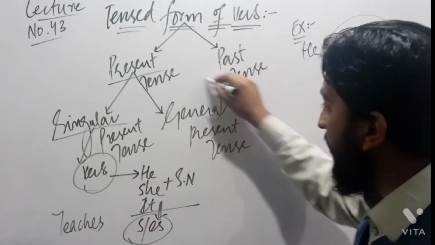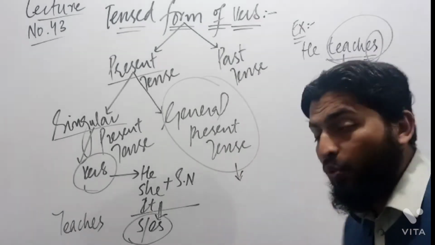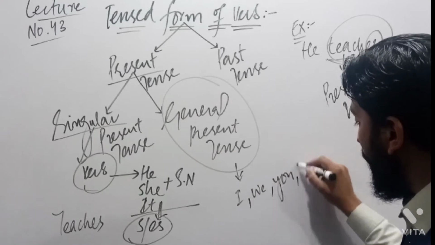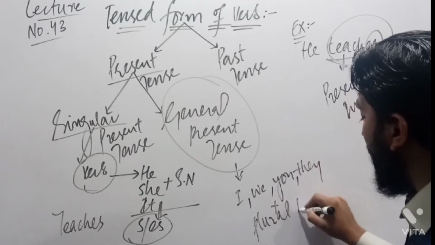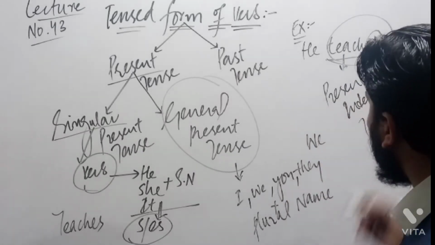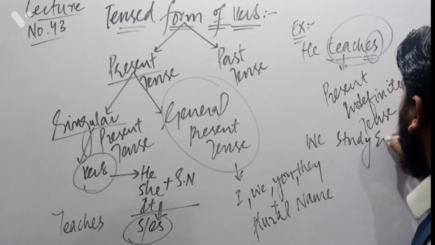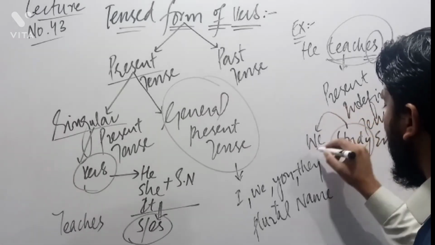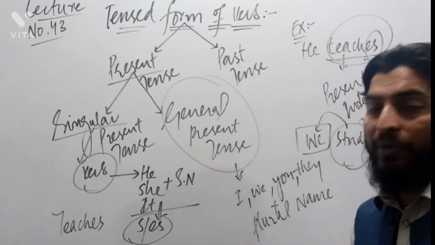Now, what do we mean by general present tense? General present tense is that verb which is used with I, we, you, they, plus any plural name. For example, I say the same sentence. He teaches English. We study English. Here the word study is used with we, and we is plural. Therefore, it is called general present tense.